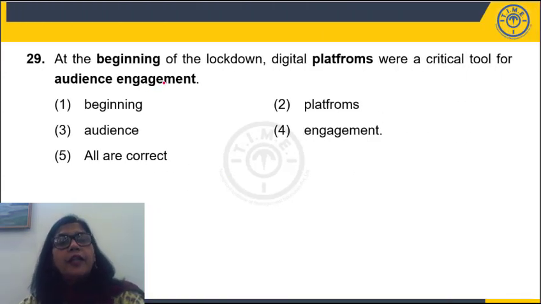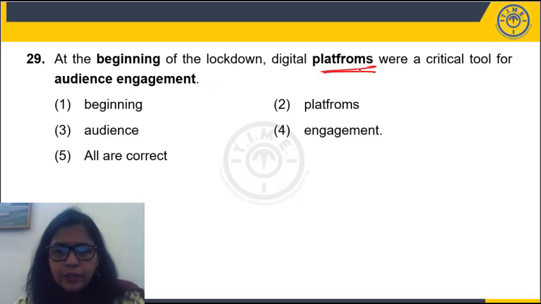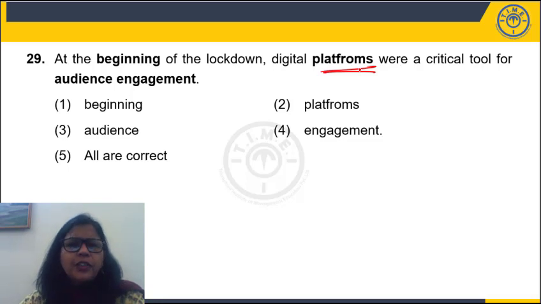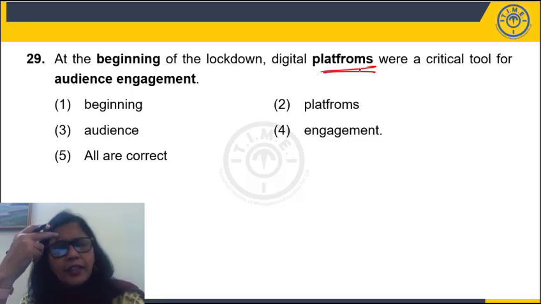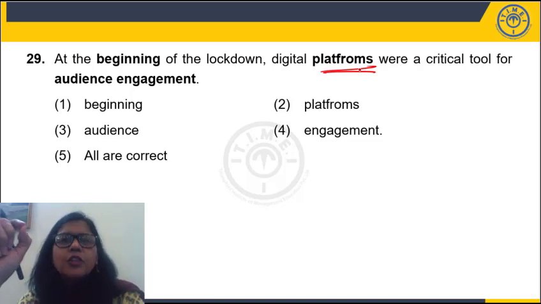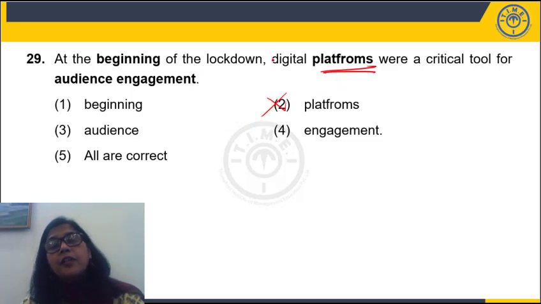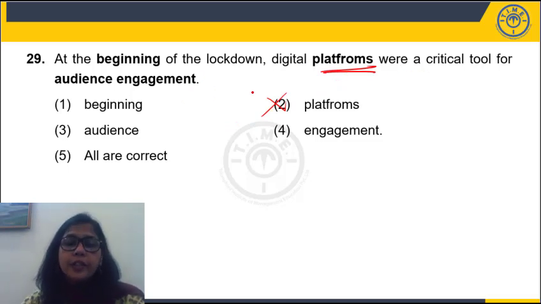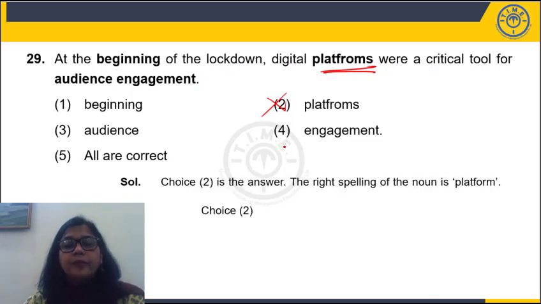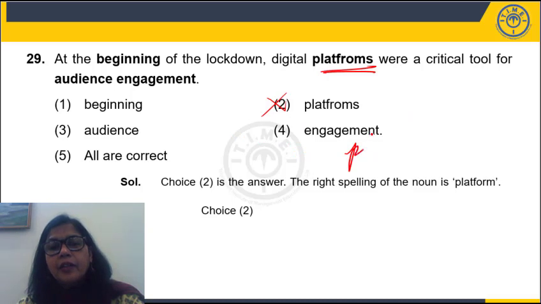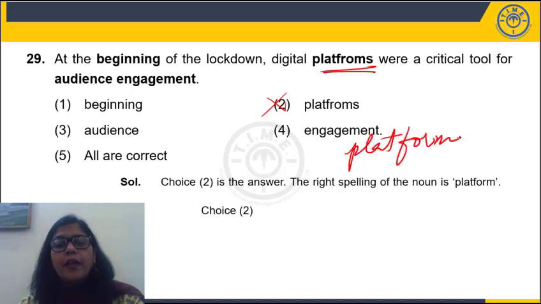29th. At the beginning of the lockdown, digital platforms. See, the key to answering these questions correctly is not to just rush through. If you rush through, your mind will read the word as a correctly spelt word. So the highlighted word, slow down a little there. So platforms, definitely wrong, and you have your answer. This is the wrong one. At the beginning of the lockdown, digital platforms were a critical tool for audience engagement. Correct answer. Correct way to write it would be platforms, right? Platforms, because there's a word over here.